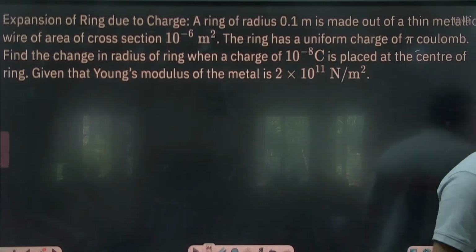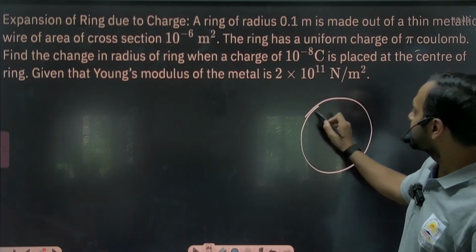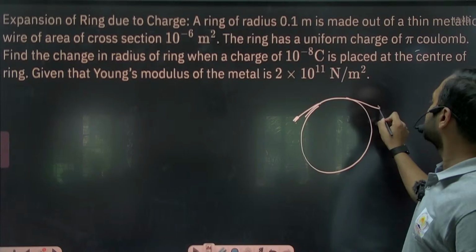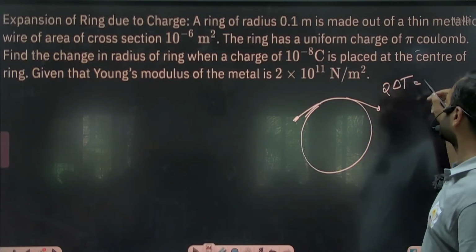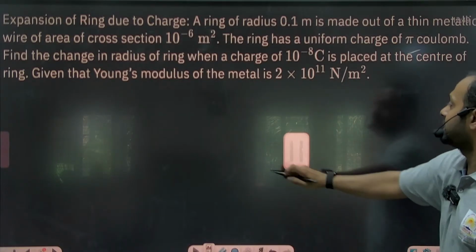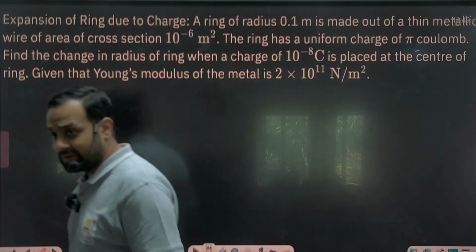While reading Coulomb's law, we did a question on expansion of a ring, right? What was 2 delta T equal to? What did we do? 2 delta T equal to f. So what was the formula for delta T that we got from there?